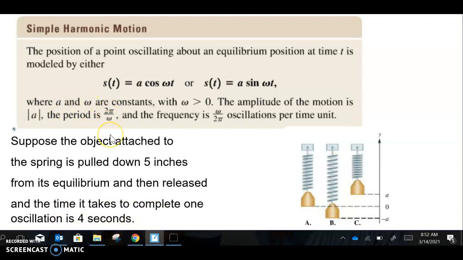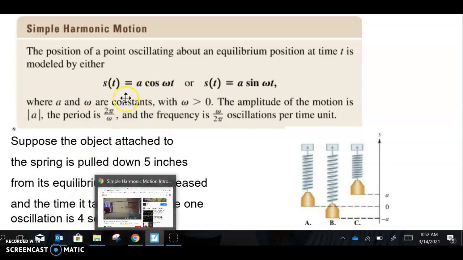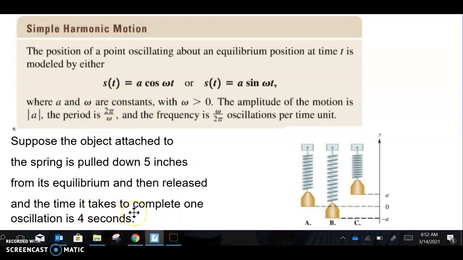The period is 2 pi over omega. 2 pi over 2 would be 4. That's another way you could have figured out omega. They told me the period was 4. So therefore, the frequency is 1/4. So again, I like this example for you to get what all these things mean in the context of the equation.